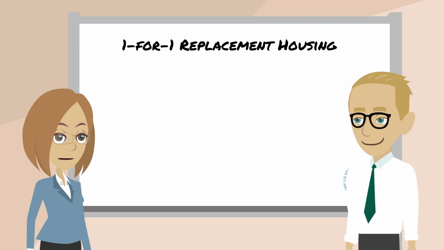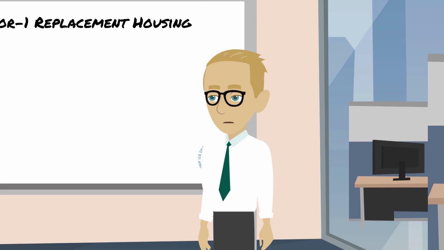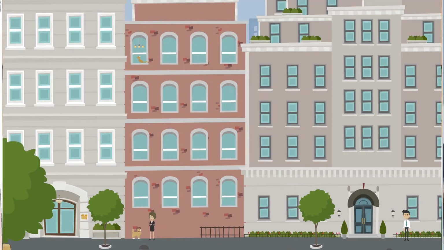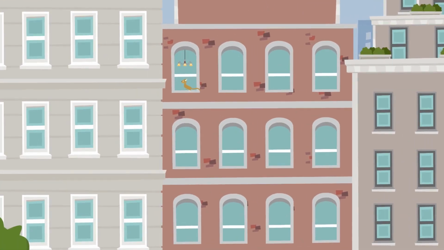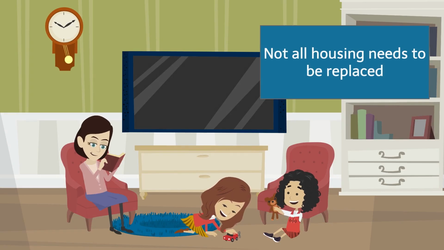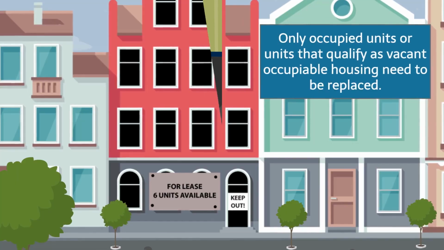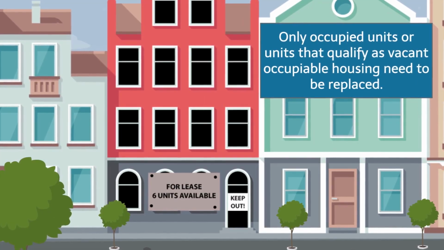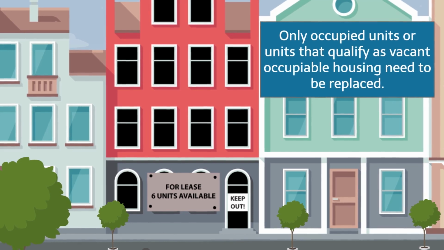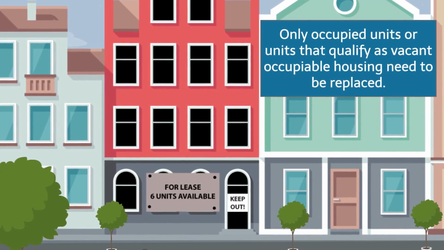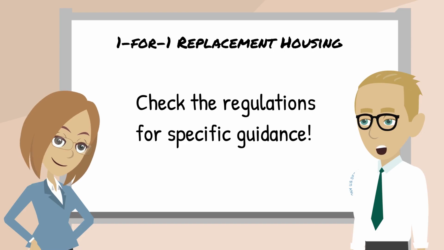Okay. How about one-for-one replacement of affordable housing? Do we have to replace all housing that is demolished or converted? One-for-one replacement is more difficult to explain. Not all housing that's demolished or converted needs to be replaced. Only recently occupied units or units that qualify as vacant occupiable housing need to be replaced. The regulations have specific definitions for these and other terms which help make the determination.